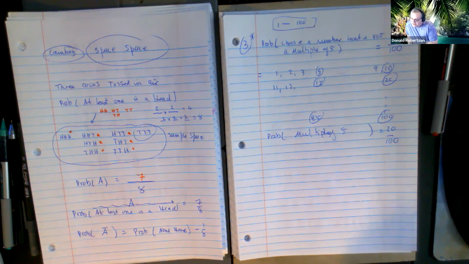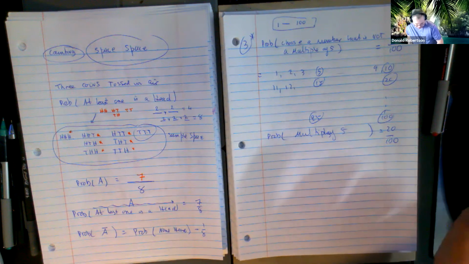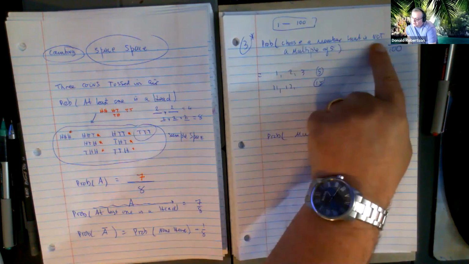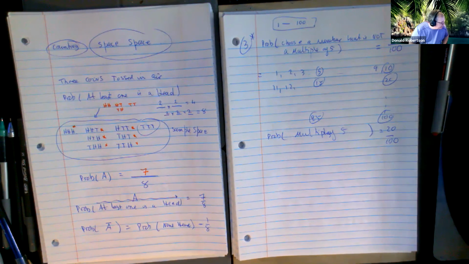So you see how I made my counting a little bit easier? Because sometimes it's easier to count the opposite thing from what you're looking for than it is to count what you are looking for. Does that make sense? So complements can sometimes help you calculate probabilities.